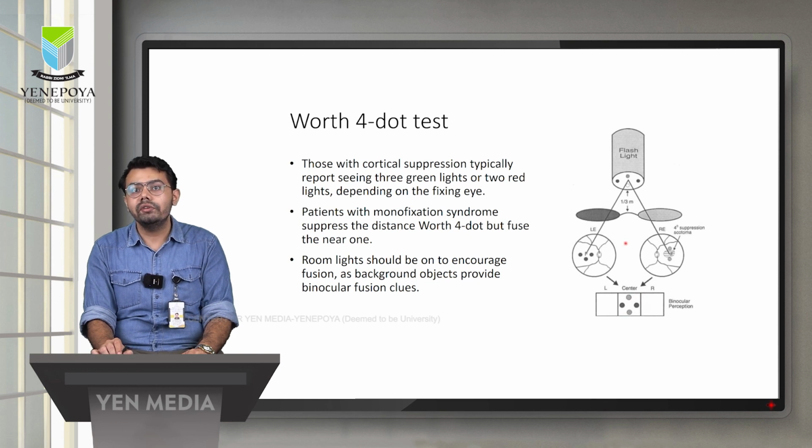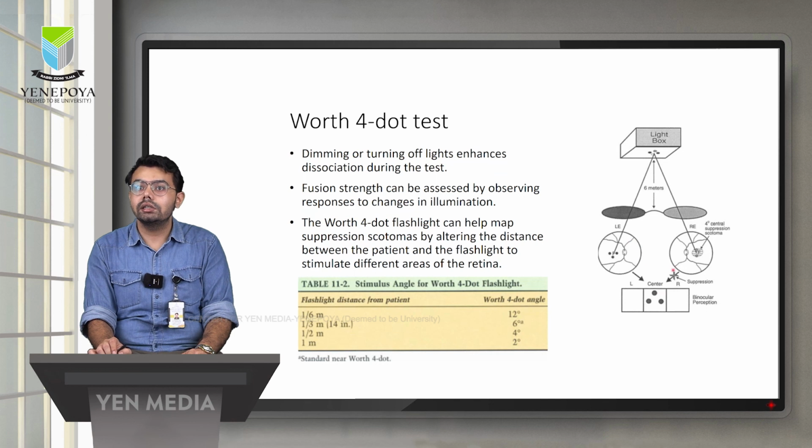But in case of monofixation syndrome, we do the Worth 4 dot test for distance. In that condition, the image falls in the right eye over the suppressive scotoma. So the images in the right eye will be suppressed, and the patient will be seeing the image of the left eye as seen here. So this is a very dissociated test. If we dim the light, then the dissociation increases, and if we turn on the light, then there are more peripheral clues, and the test is not as reliable as compared to distance.